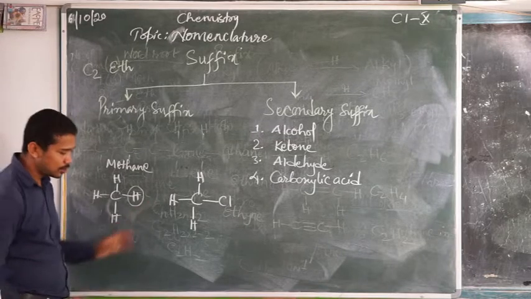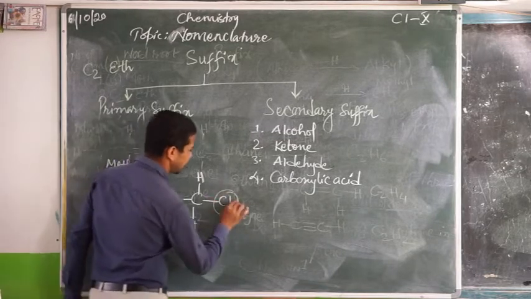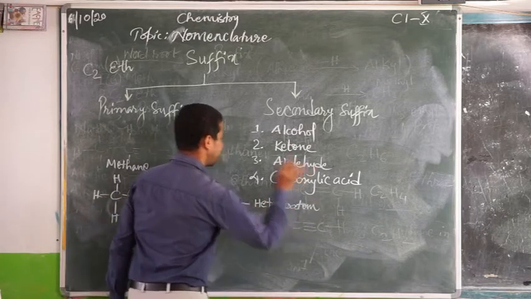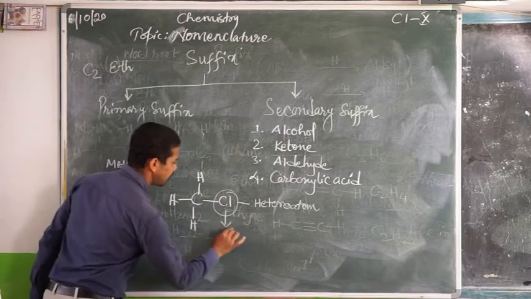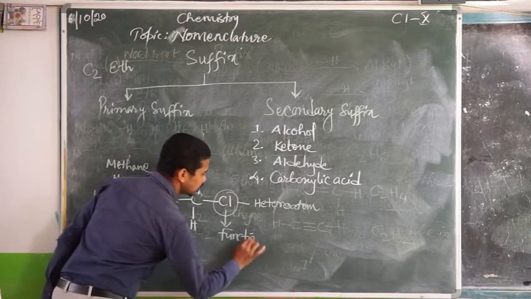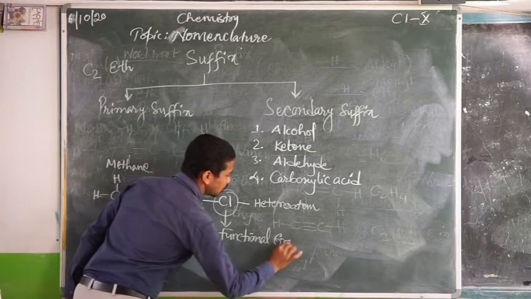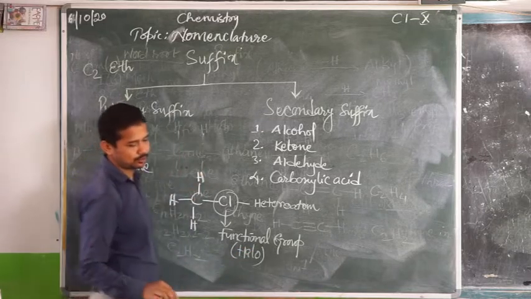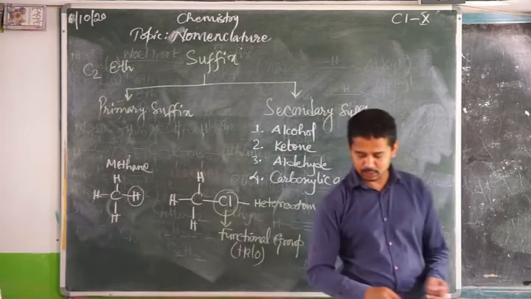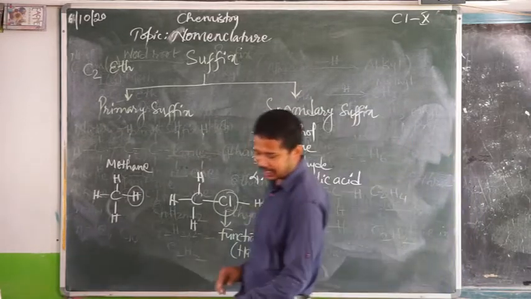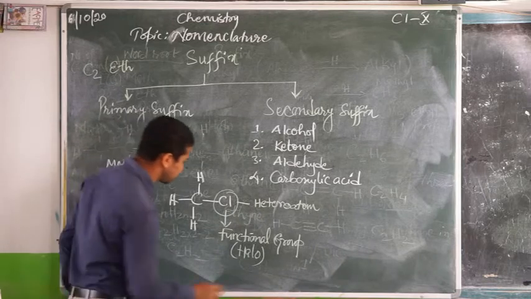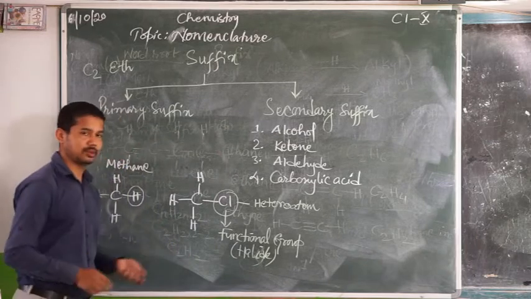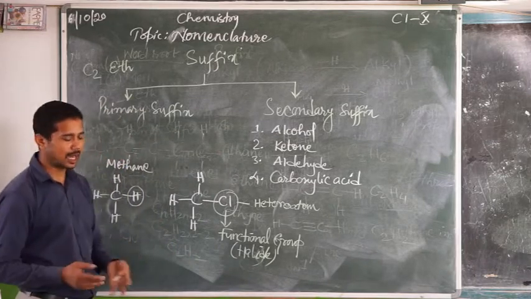So this chlorine here is a heteroatom, and this chlorine is also called a functional group. Which functional group is this? Halo. The functional group for this is halide, and the name will be halo, like chloro, bromo, fluoro, iodo, and so on.